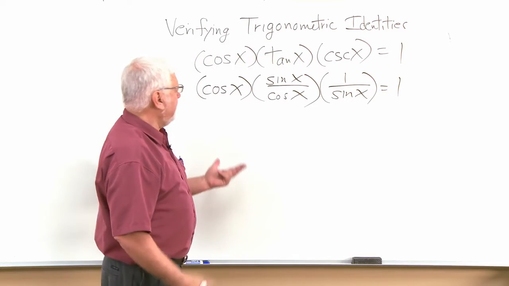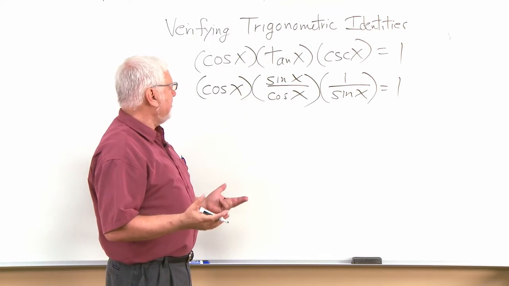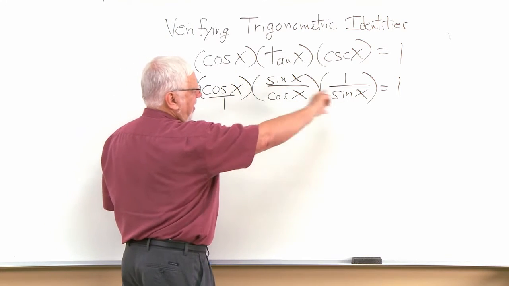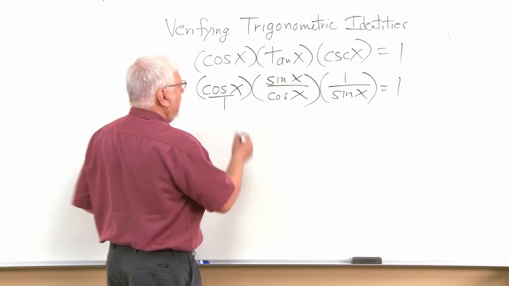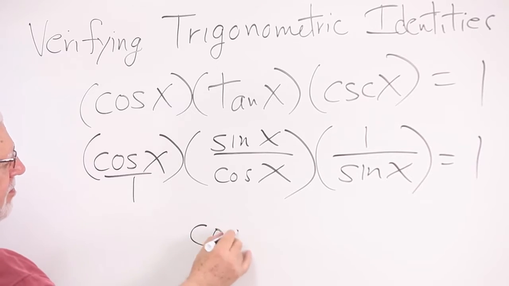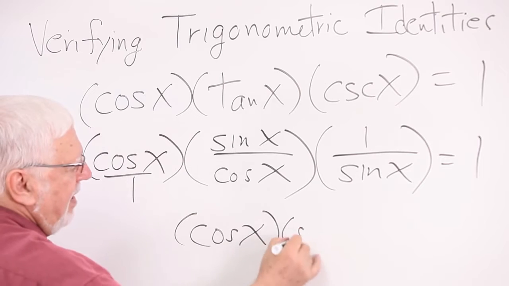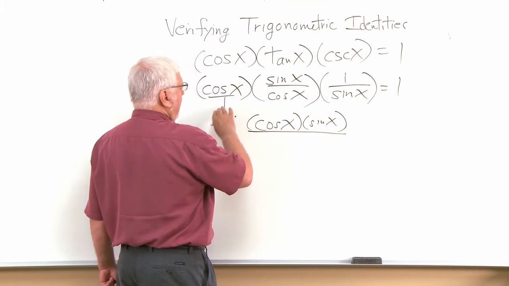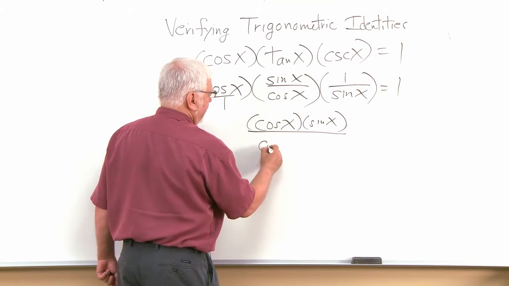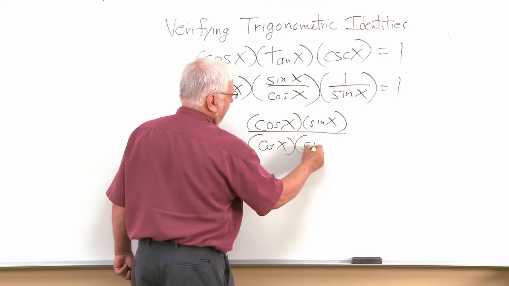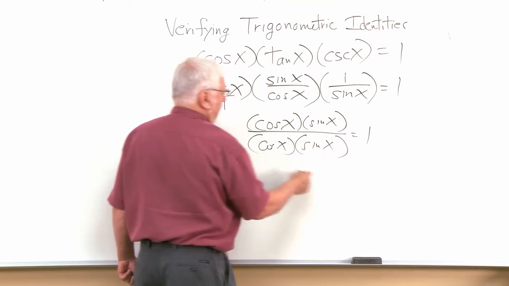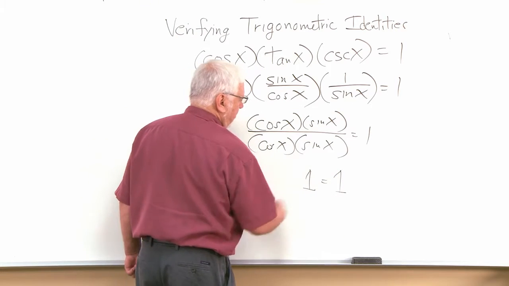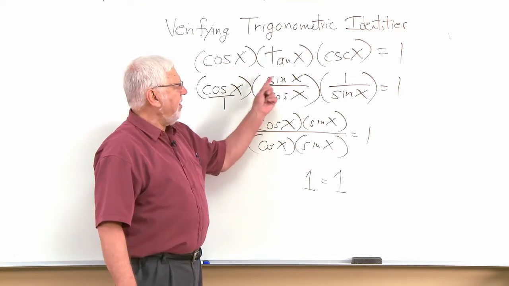Now we just use arithmetic, so if our arithmetic's good, we can handle this. If we change this into a fraction, we can multiply all the numerators and all the denominators. That's how you multiply fractions. So on the top we would end up with cosine x times sine x. You don't really need these parentheses, but I'm putting them in for emphasis. 1 times cosine x times sine x is cosine x times sine x. And then something divided by itself is equal to 1, so 1 equals 1. And we proved that this would work for any value of x.